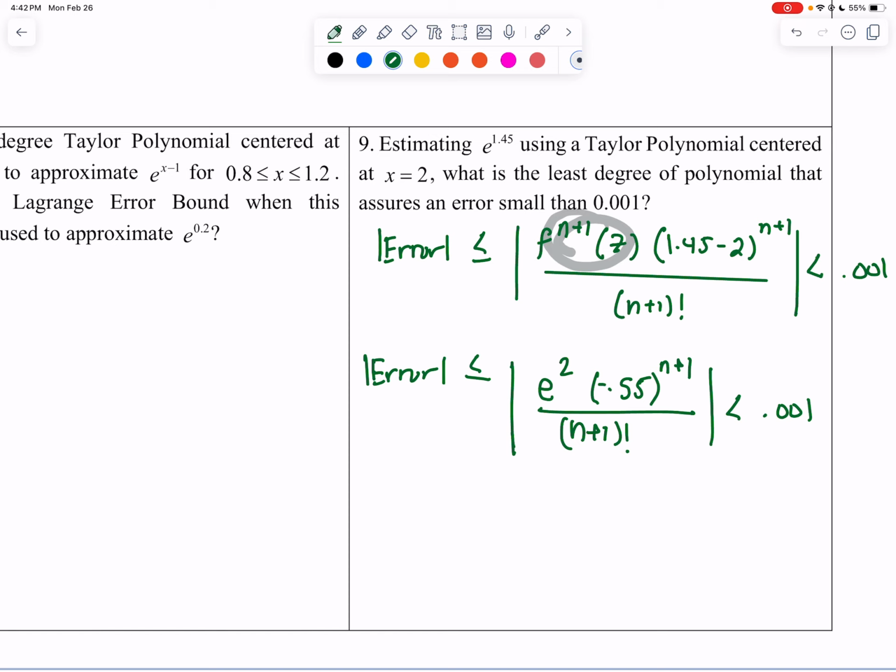Now, your job is to figure out what the value of n is and then call it a day for number 9. I'm not going to do that. You could also check the answer key in the student notes and see what that is.